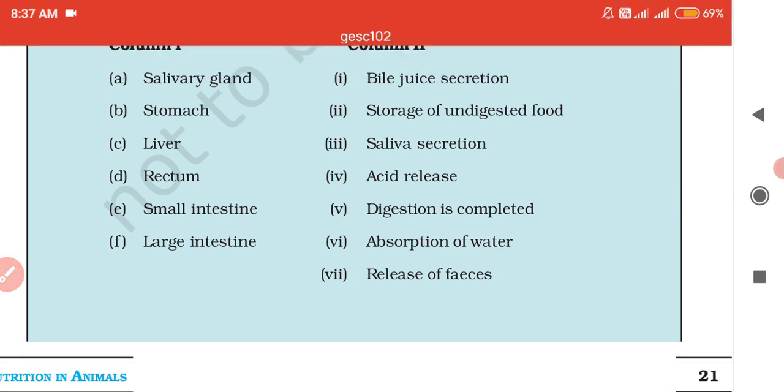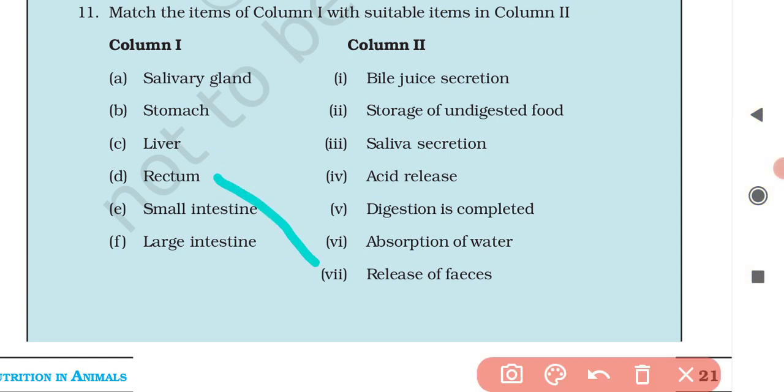One more thing. Yes, rectum will not be matched with this. Release of feces will be matched with anus. From the anus only fecal matter will be released. And the correct option for rectum will be storage of undigested food. Undigested food will be stored for some time in the rectum, so the correct option for rectum will be option number 2 from column 2, storage of undigested food. Not this. Release of feces will be matched with anus, and the option of anus is not there. So this completes your answer of question number 11 also.